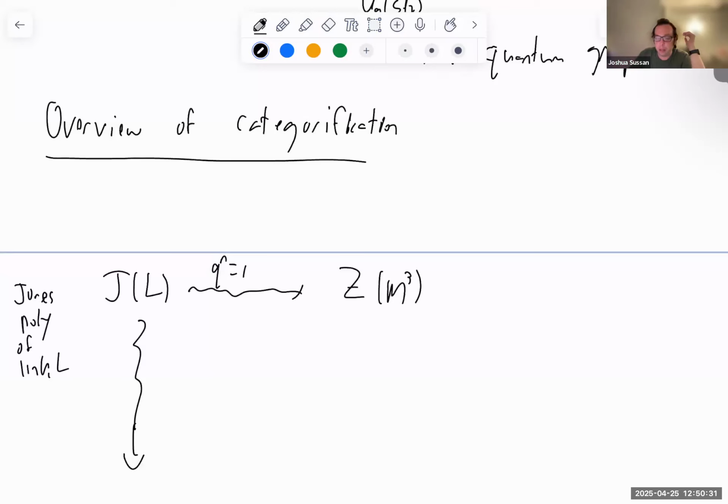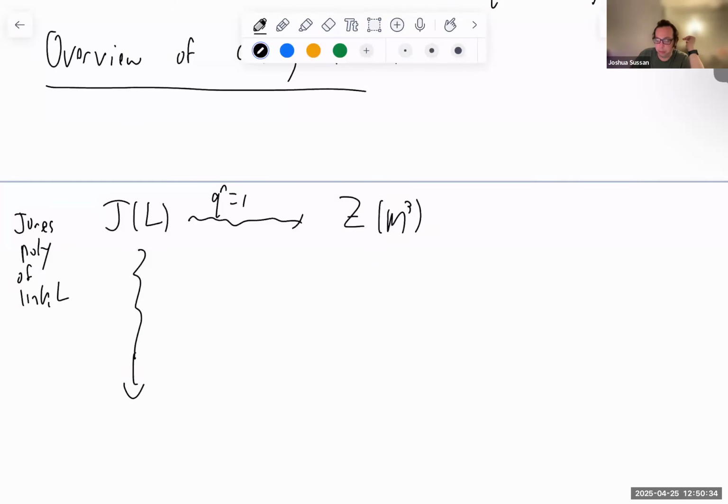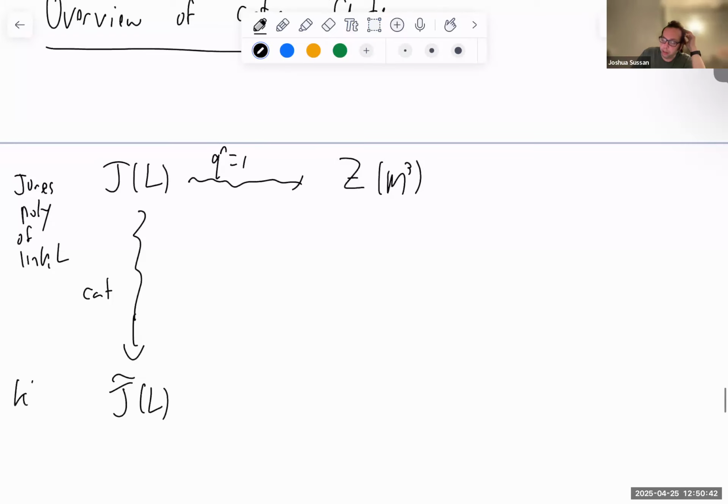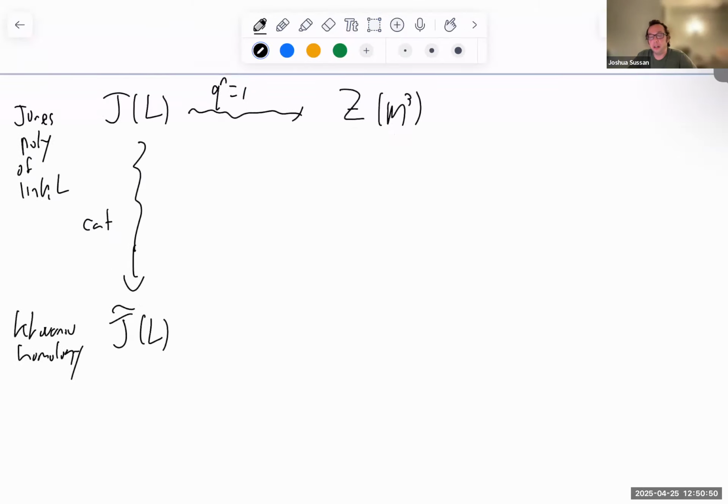Then Khovanov categorified the Jones polynomial. This is the first example of categorification, called Khovanov homology. This is a homology theory of links whose graded Euler characteristic is the Jones polynomial. So this is a more powerful link invariant. And then the big question in categorification is, could we get a categorification of this 3-manifold invariant?